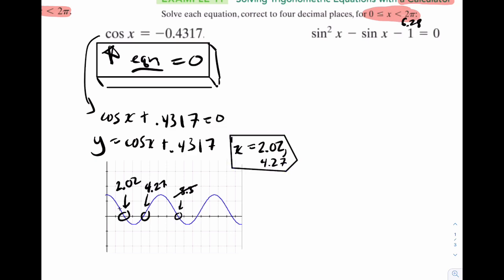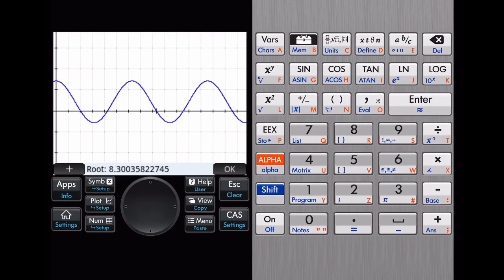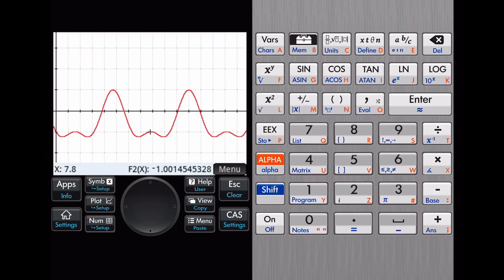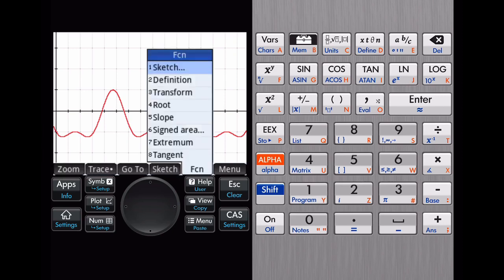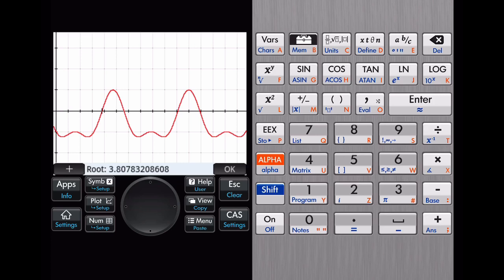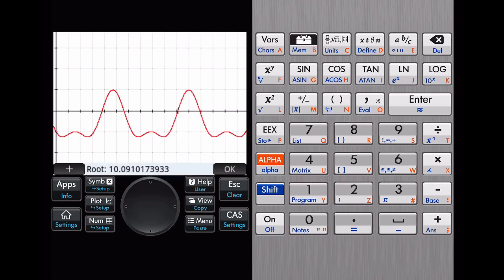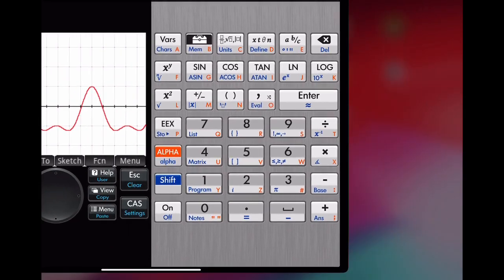Now for the next one, same thing. Let's go back to our calculator. I'm going to graph it. And we're going to find the roots. So function root, 3.807, function root, 5.616, and then just check this one, 10.09, so we clearly don't want that one. So we'll note the first two, and let's head back to our worksheet.